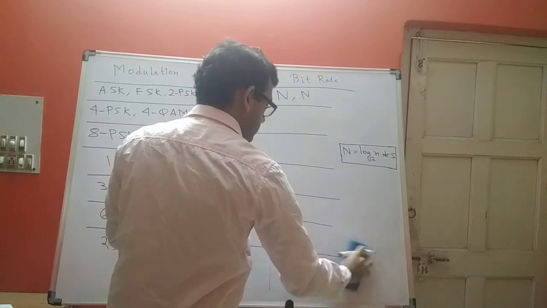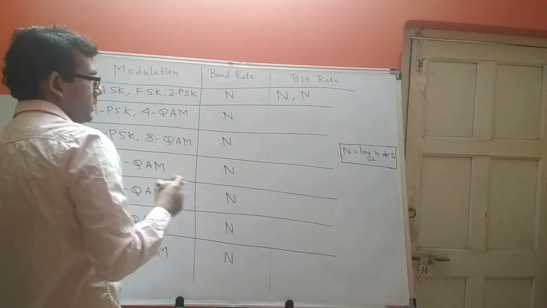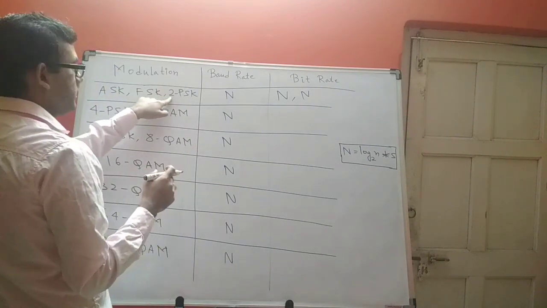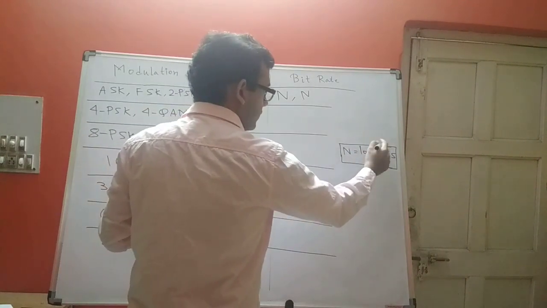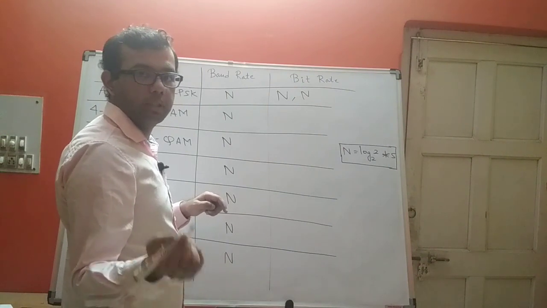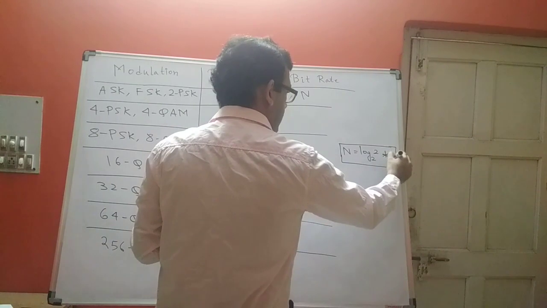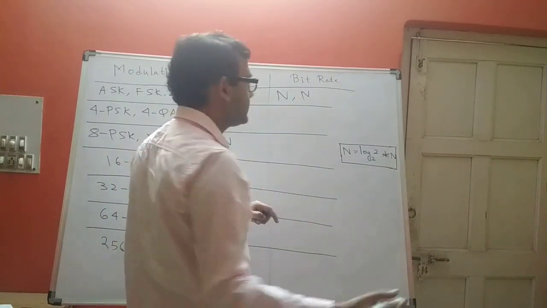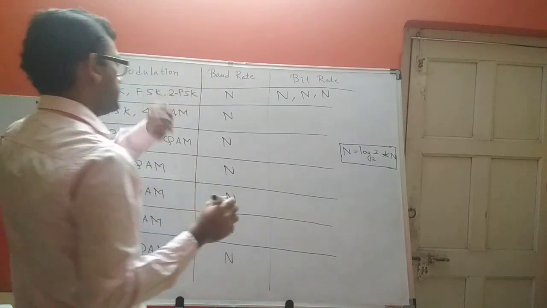So now what we do is, what is the value of n here? The value of small n is 2, right? So if you place 2 here, you get log 2 base 2. What is log 2 base 2? Log 2 base 2 is 1. And the baud rate has been given to be capital N. So what is 1 into N? N itself. That means the bit rate in case of 2 PSK is also N.